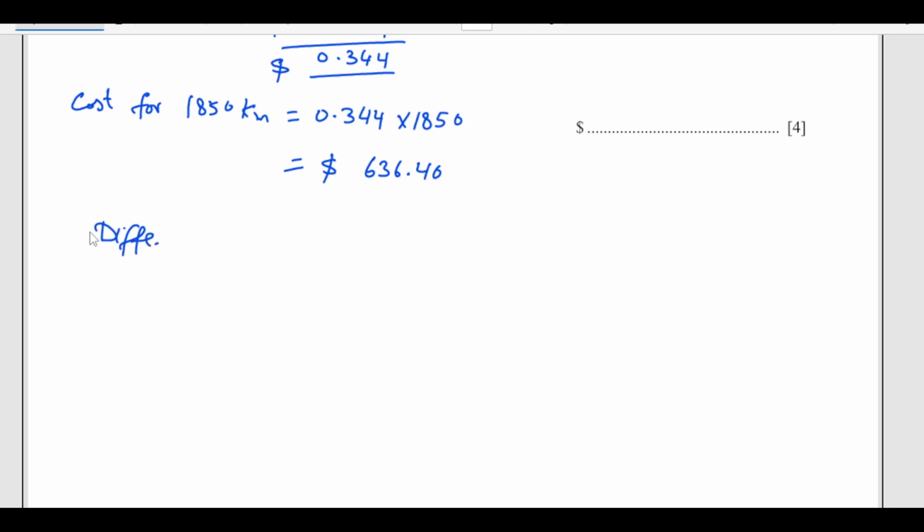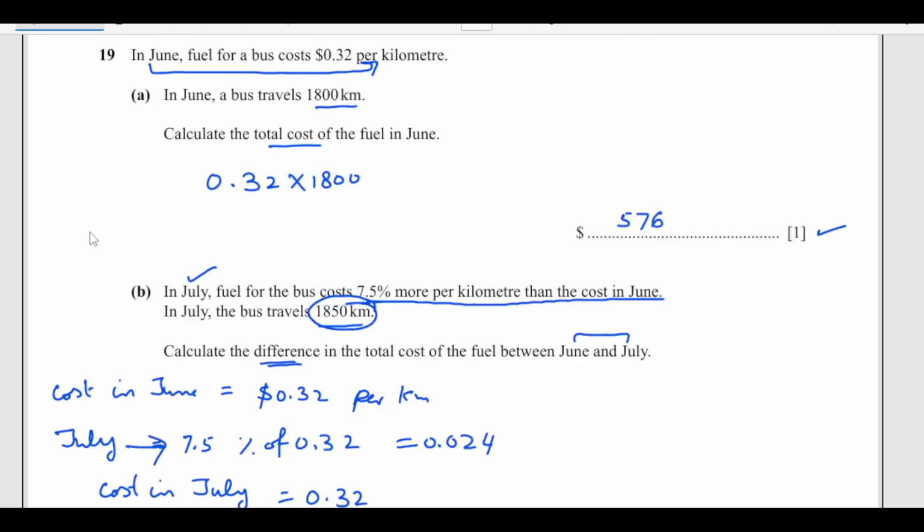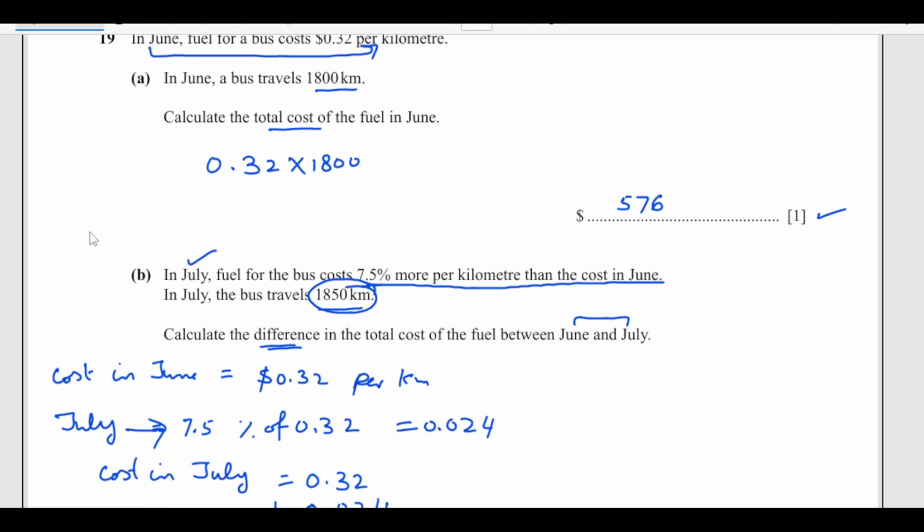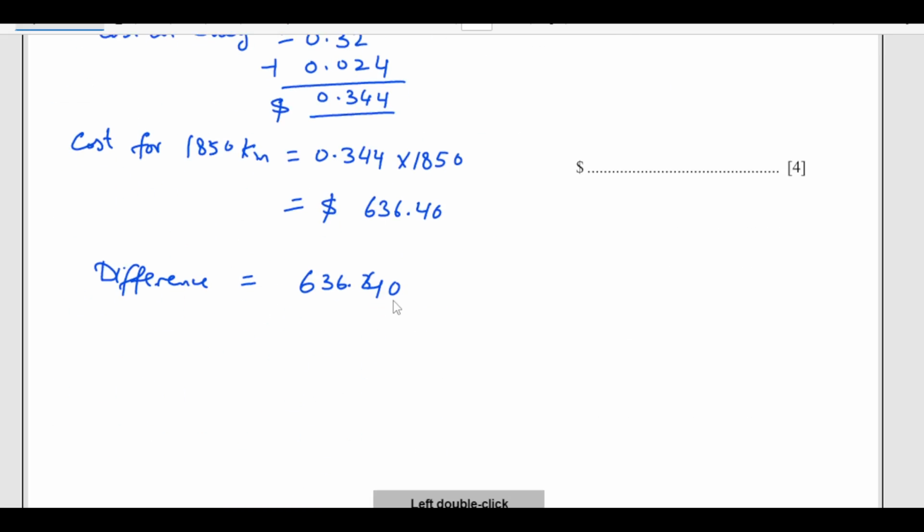The question is to find the difference of the cost. So we have 636.40, and it was 576 in June. So minus 576, this is 60.40, the difference in the prices in June and July, right?